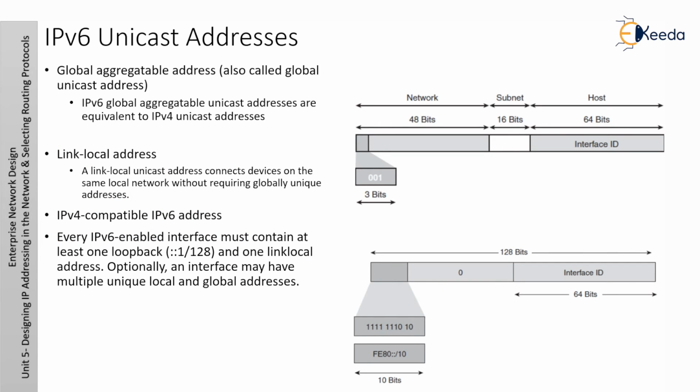Let us now discuss IP version 6 unicast addresses. There are different types of unicast addresses in IP version 6, like the global aggregatable address, also known as the global unicast address, the link local address, and the IP version 4 compatible IP version 6 address. There are different formats. IP version 6 and IP version 4, you already know where they are used.